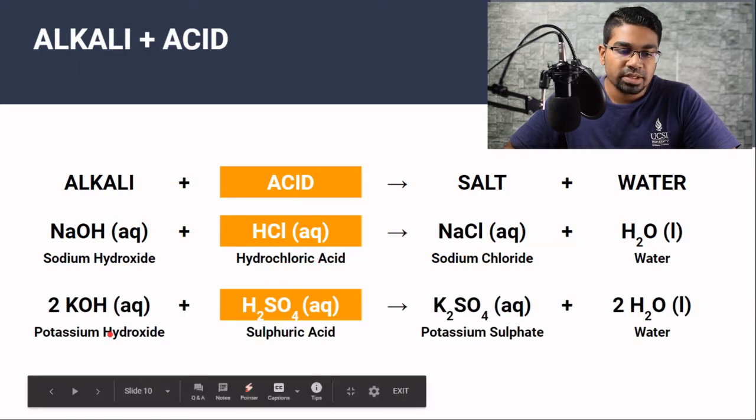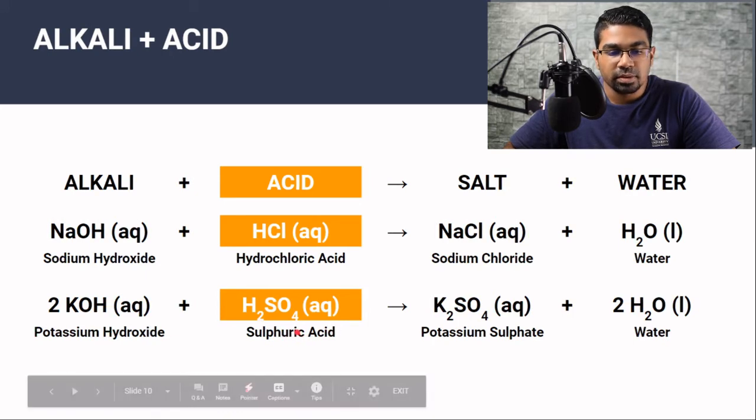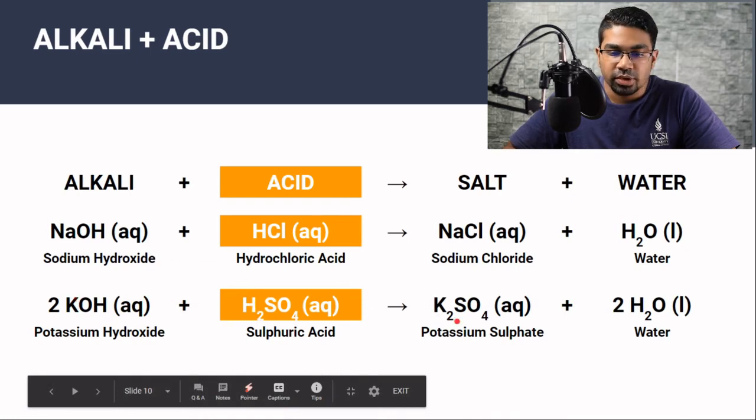Another example, potassium hydroxide with sulfuric acid. So the salt here will form when potassium takes the place of hydrogen here. So we have potassium sulfate and water.